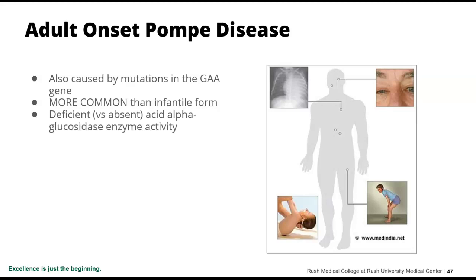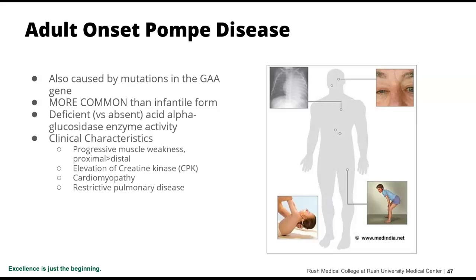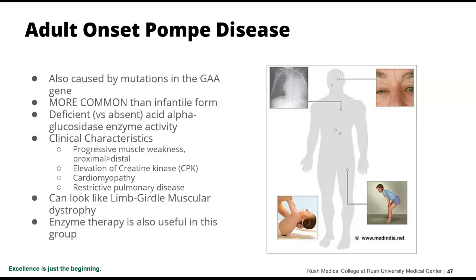Again, deficiency of the acid alpha glucosidase enzyme, and characteristics include progressive muscle weakness, especially proximal, elevation of CK, cardiomyopathy, and restrictive pulmonary disease. But the cardiomyopathy is not as pronounced as in the infantile form, and it can look a lot like limb-girdle muscular dystrophy. Hard time going upstairs. It just seems like it's getting worse. The great thing about this, though, is that this is one of the few that we can actually do something about. So the enzyme therapy that we made for the kids and got approved by the FDA can be used.